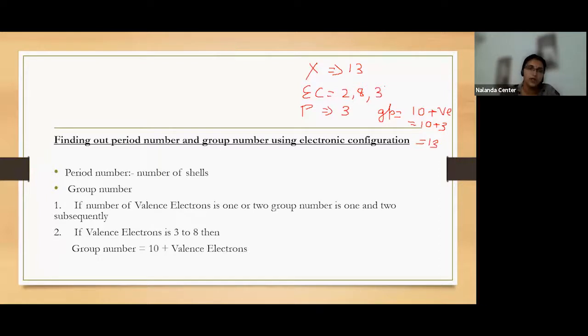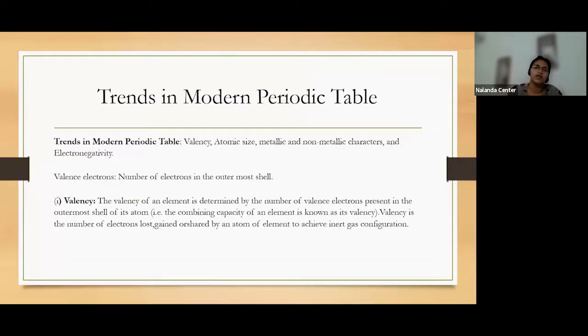This is a very important question. Something is going to come on this. Now, can you take a moment to revise that? And after that, we'll see trends in modern periodicity. After that, we are done.